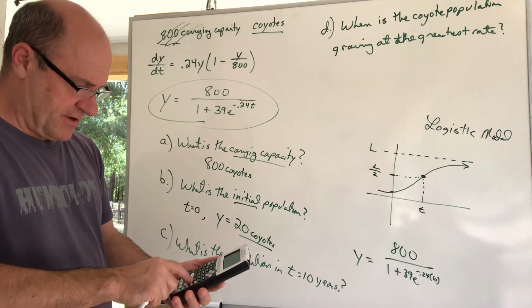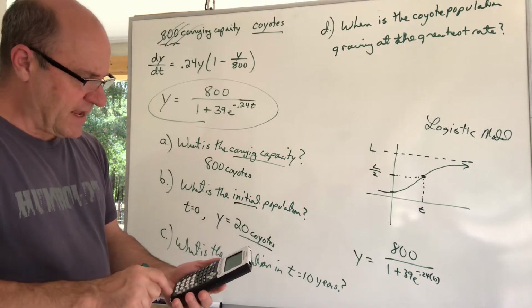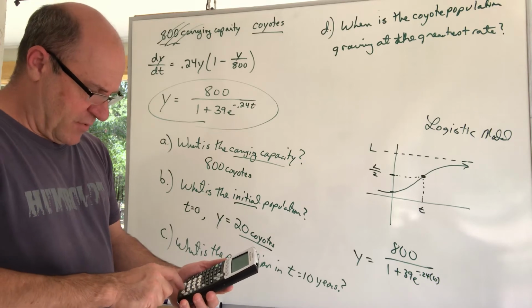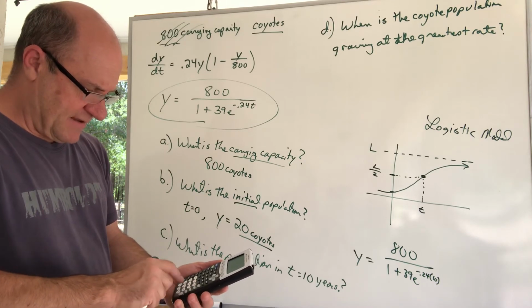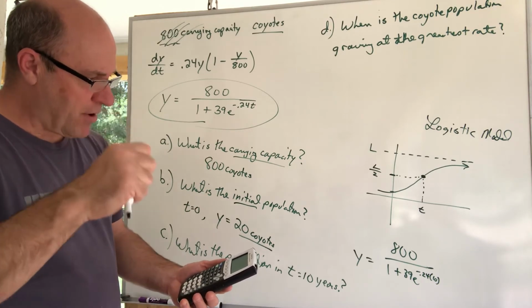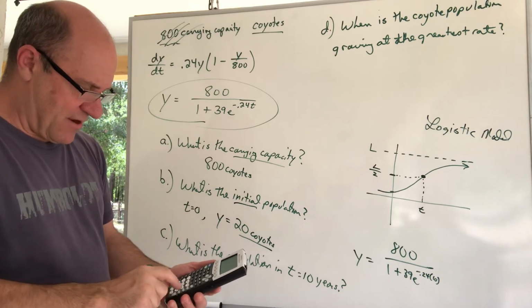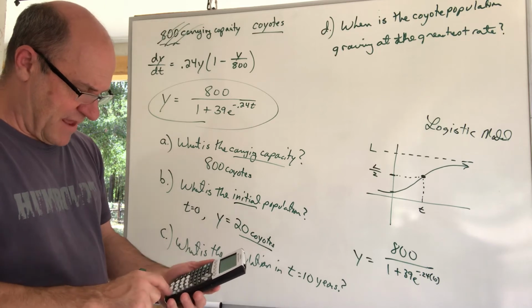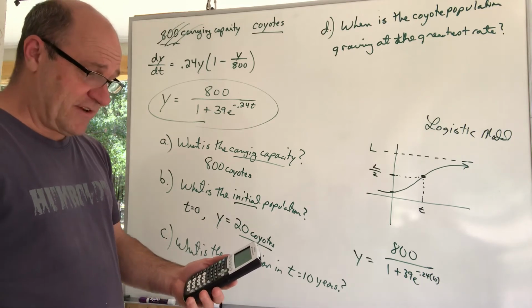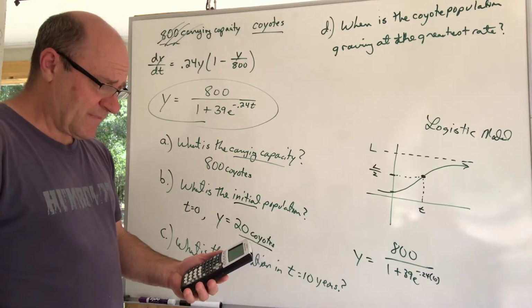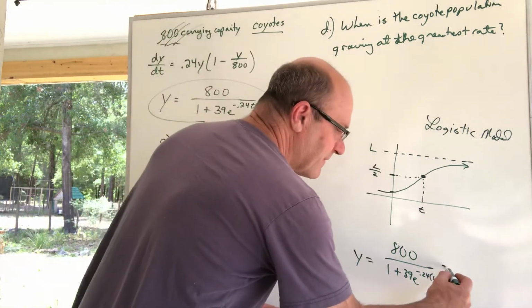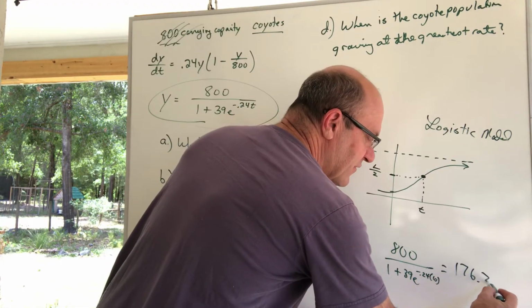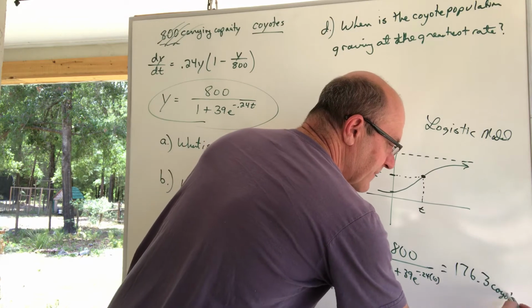1 plus 39 e raised to the negative 0.24 times 10. That's a number. 800 divided by that number, it's about 4.53. 800 divided by that number is 176.3 coyotes in 10 years.